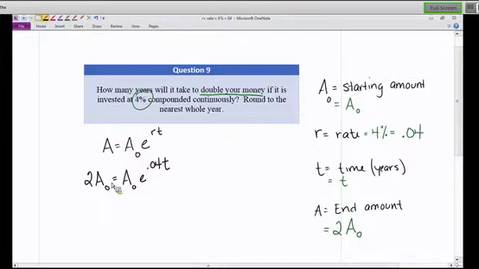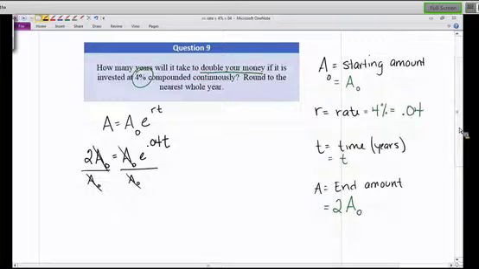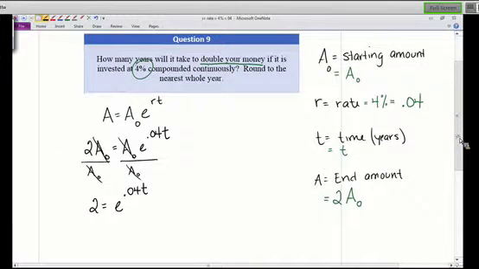Now, notice that we have A sub 0 on both sides of our equation. Now, if you want, you could do this a long ways by dividing out both sides by A sub 0. And because we have the same constant on both sides of our equation, it's going to cancel out. So we're left with 2 is equal to e to the power of 0.04 t. Again, what are we solving for? We're solving for t.